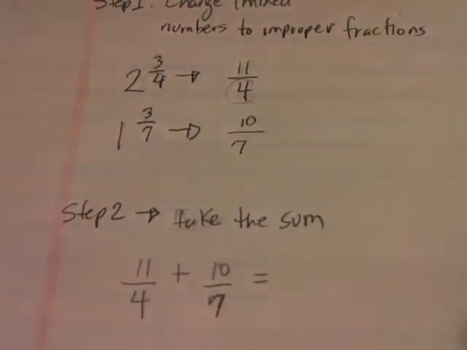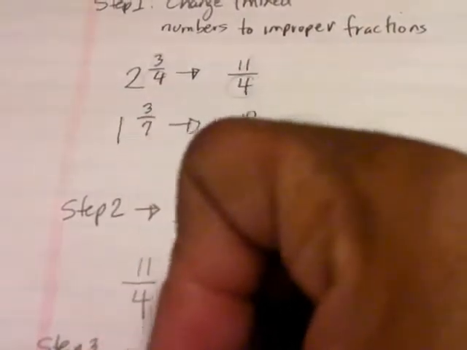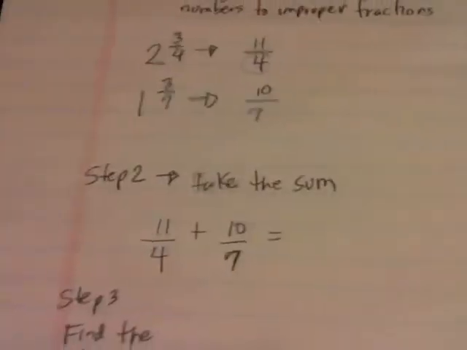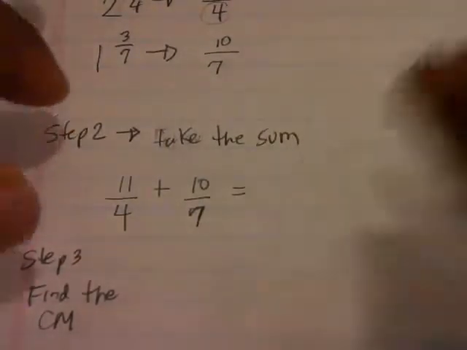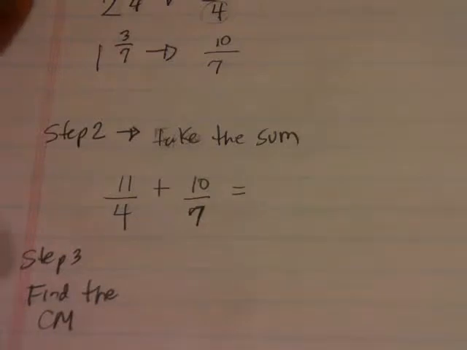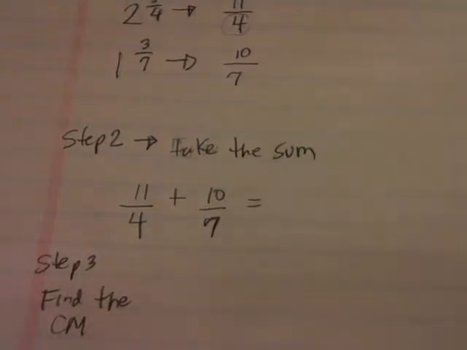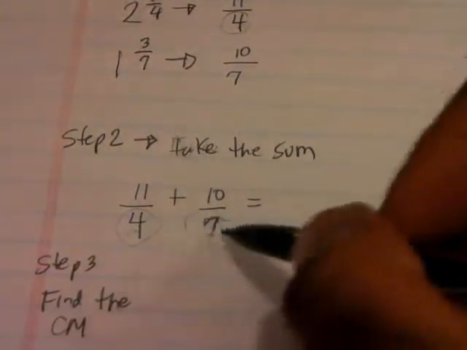If you add improper fractions with different denominators, or adding fractions with different denominators, this is where you have to find, step 3, the CM, which I call the common multiple, or the LCM, the least common multiple. You remember that last step when we're trying to find the common multiple, or you can say the common denominator. We need to find what numbers are in common with the 4 and the 7, these two denominators.